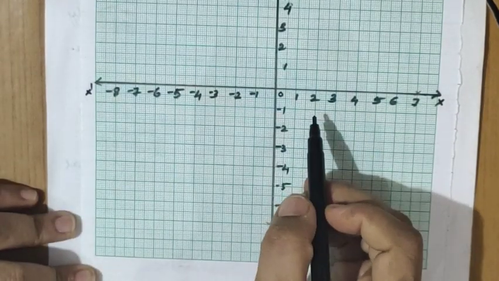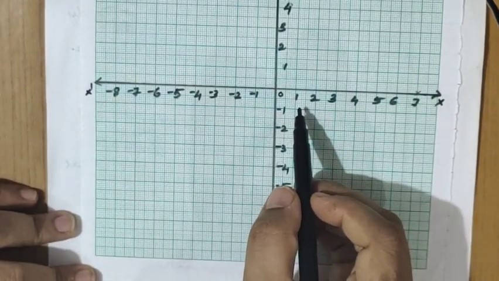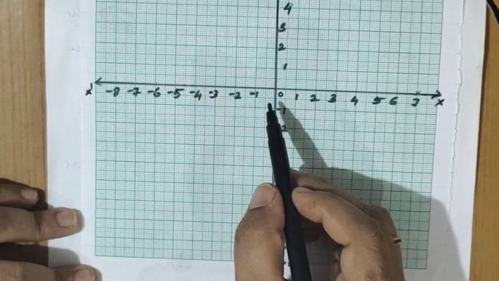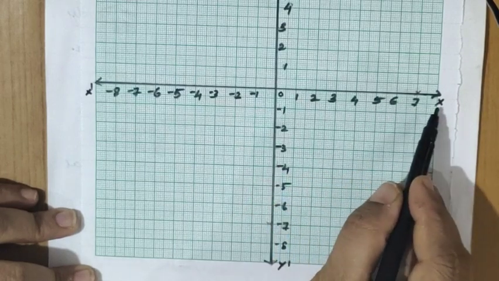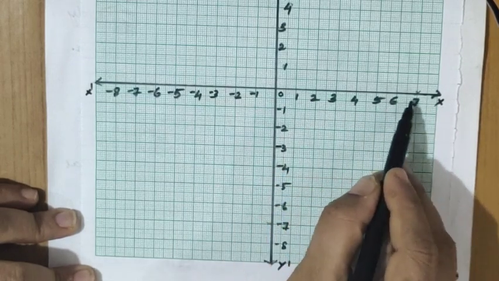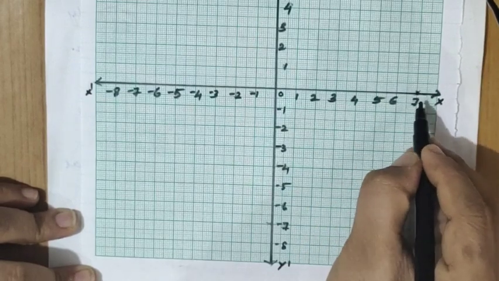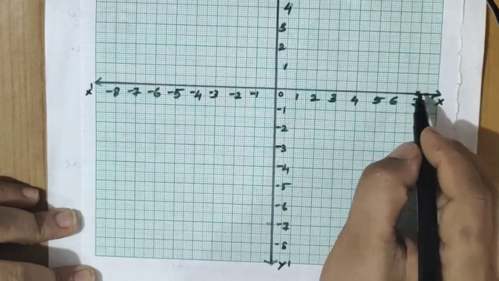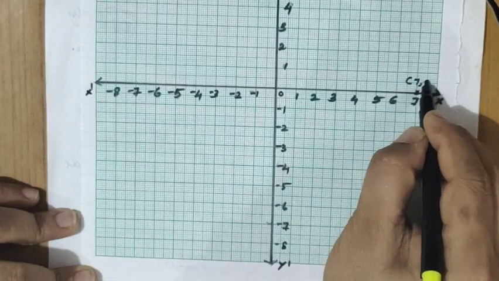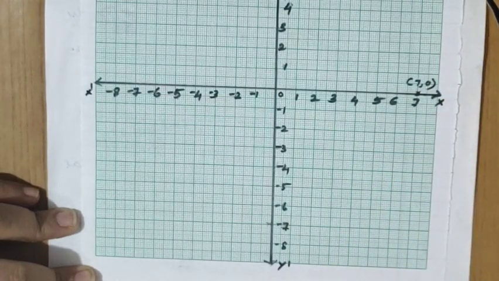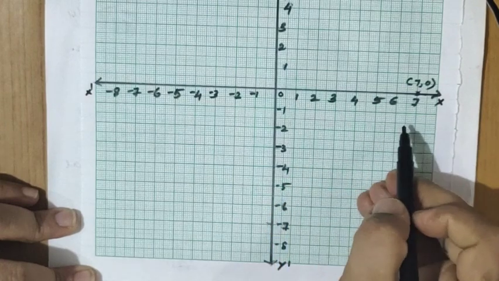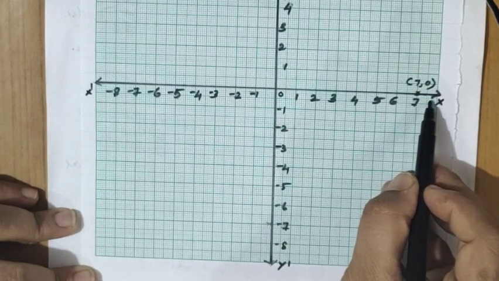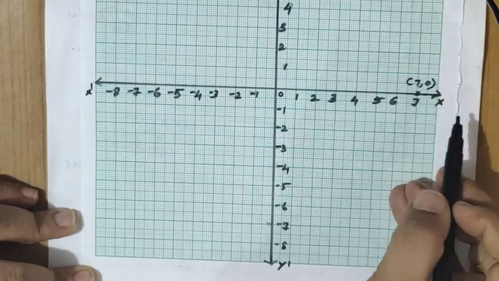So what is given in the question? It is given that the point lies on the positive direction of the x-axis at a distance of 7 units. So positive direction of the x-axis means OX. Now 7 units means here 7, right? And it is on the x-axis, so there is no movement on the y-axis. So its coordinate is 7, 0. This is the first part of the question. The distance is 7 units from the y-axis on the positive direction of the x-axis, so it is 7, 0.